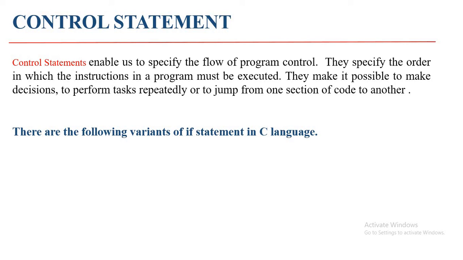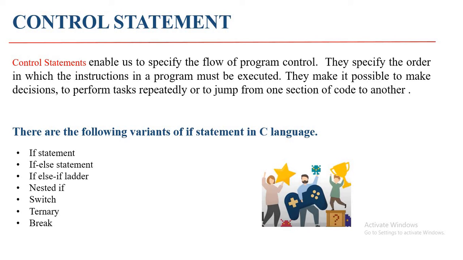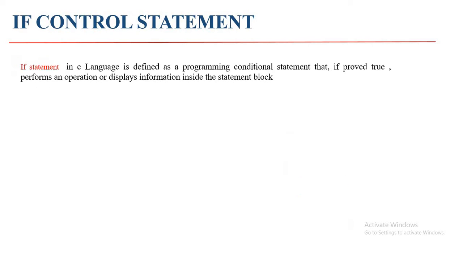So there are the following varieties of if statement in the C language. We have the if statement, if else statement, if else ladder, nested if, switch, ternary and break. In this video, we are going to discuss only the if statement and if else statement with examples. First, we will look into the if control statement.